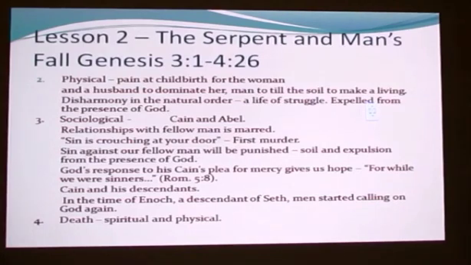Now, weer eens, the writer wants to separate the two, because you have Cain and his descendants, and violence follows them. Maar then in the time of Enoch, you have a descendant of Seth.